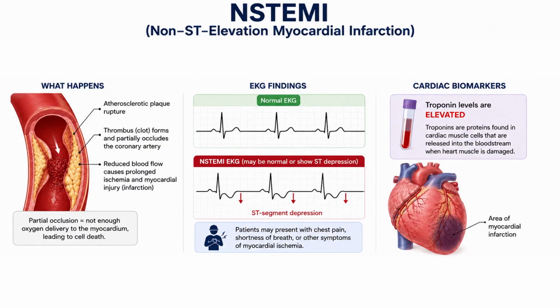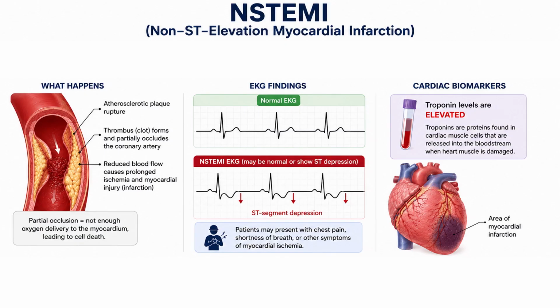Okay, next we will look at the second type of acute coronary syndrome, non-ST elevation myocardial infarction, or non-STEMI. In non-STEMI, prolonged myocardial ischemia results in irreversible cardiac muscle damage, meaning myocardial infarction has occurred. Because myocardial cells are injured and die, troponin levels become elevated.